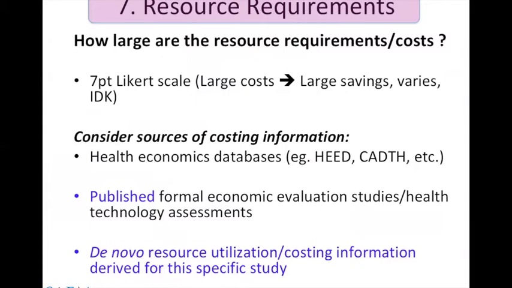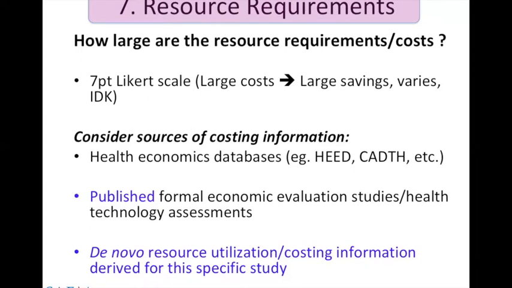Moving on to the next category of questions is resource requirements. So question number 7 is, how large are the resource requirements and costs? A 7-point Likert scale from large cost to large savings, or it varies, or I don't know. You can get costing information perhaps from economics databases if they apply to the emergency department. So HEED is one international database. CADTH is a Canadian one that talks to economic evaluations, some of which is relevant to the emergency medicine spectrum of practice. There might be published formal economic evaluations, studies, or health technology assessments.